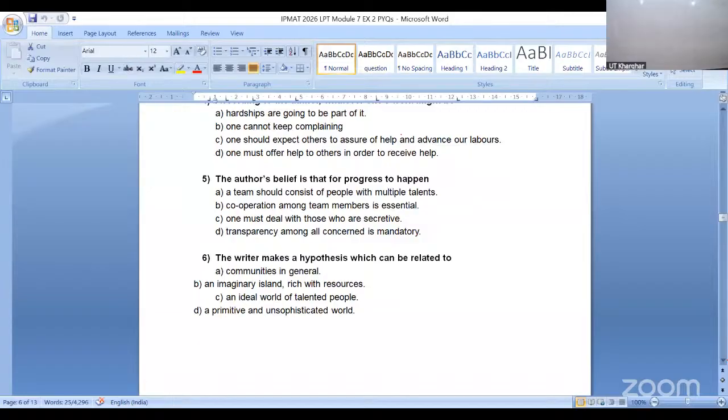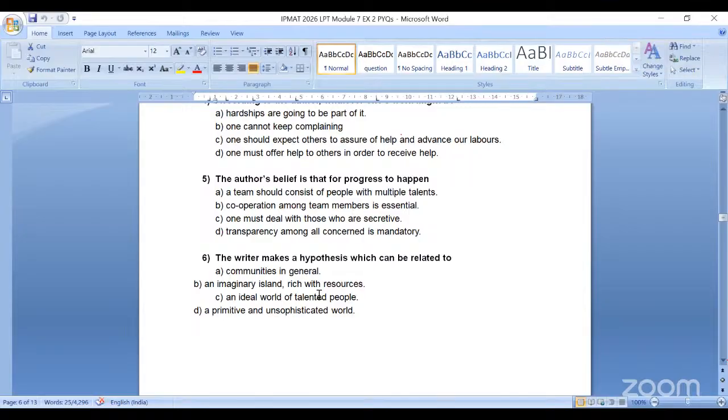Ma'am, this question number 6, I didn't understand. You didn't understand. Okay, anybody else who understood? Anushri? Anushri, what's your answer to 6? Anushri, are you there? Yes, ma'am. What's your answer to question 6?